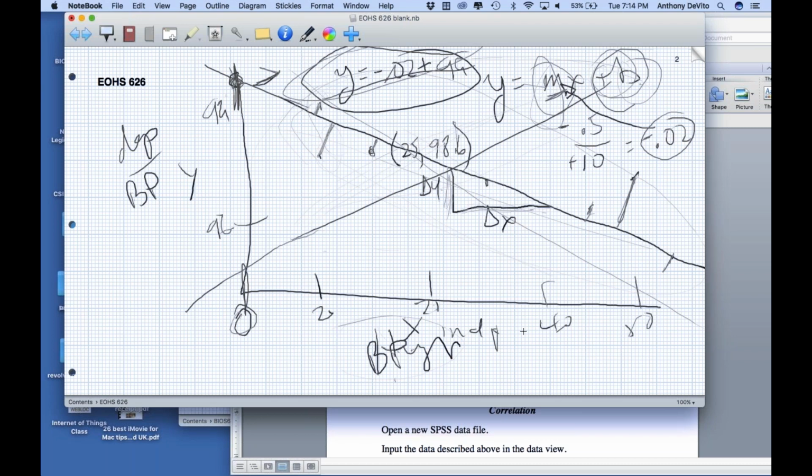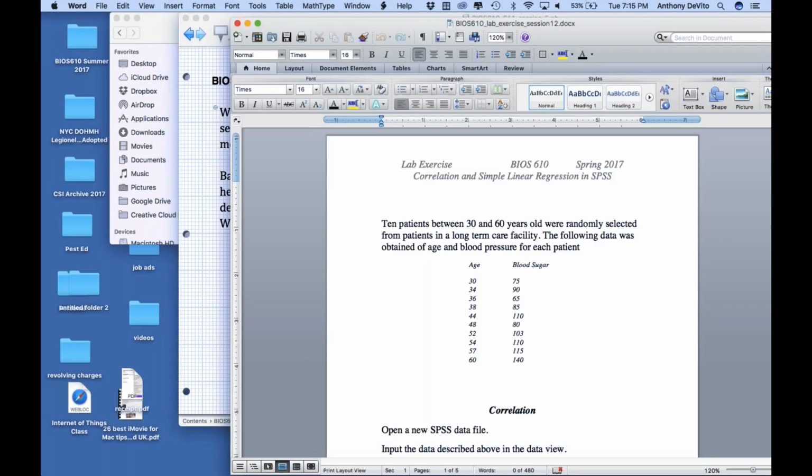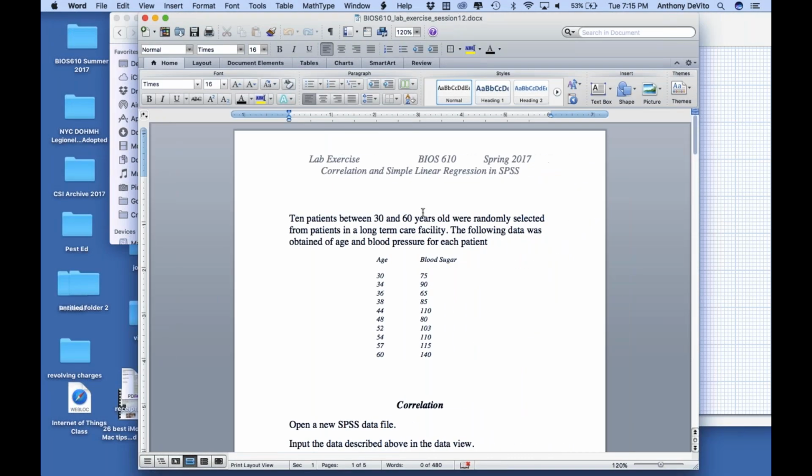But that's the deal here: what we're looking for is an association that is demonstrated by these scatter plots that we can then quantify. So I'm going to open up an exercise. In this exercise, we look at 10 patients between 30 and 60 years old, randomly selected. It's kind of a bogus exercise, but we have 10 pairs of numbers, and we're looking at age versus blood sugar.